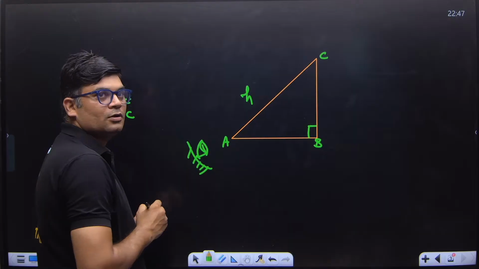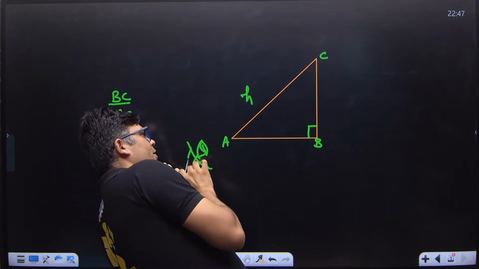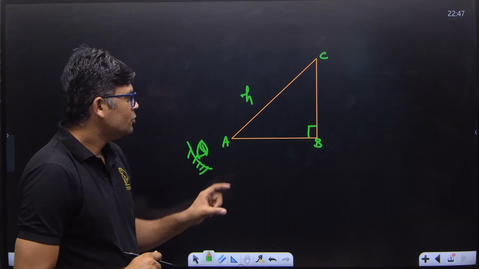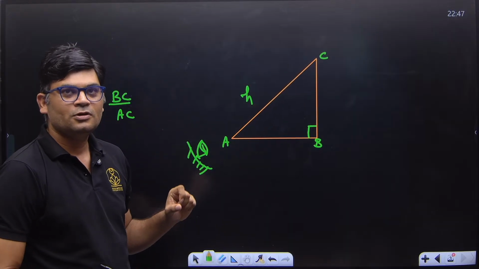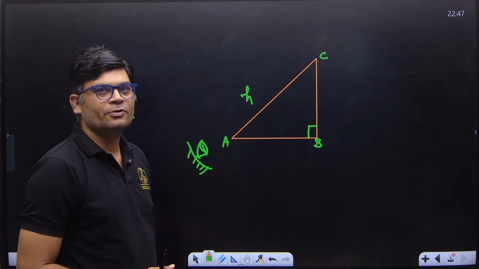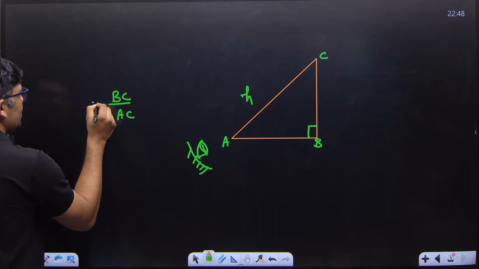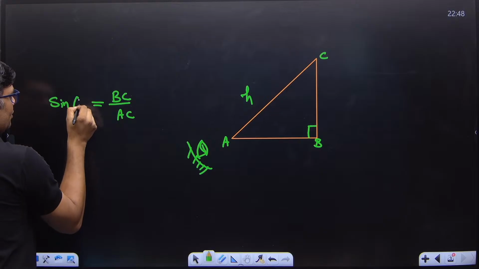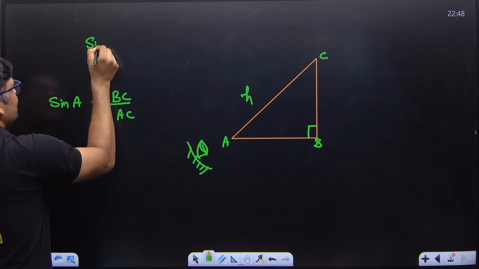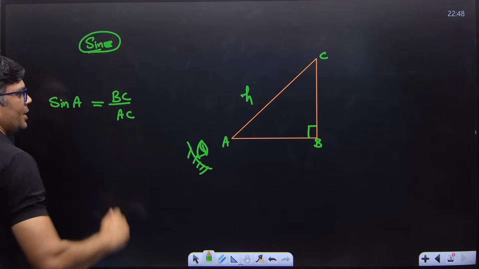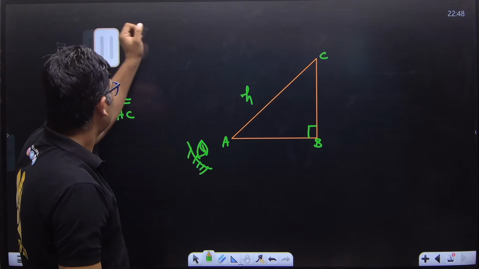Okay, yeah. So if I look from here, this is the opposite side that I am watching. And then the bottom is the adjacent side. Opposite side upon hypotenuse, that means BC upon AC is known as sine A. The full form is sine. Okay? I've learned this.